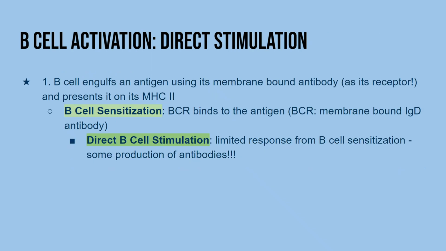So like I said before, they can be activated directly by B cells, or they can be activated by cytokines and the helper T cells. Direct stimulation is when a B cell engulfs an antigen using its membrane-bound antibody and then presents it on its MHC2. And then direct B cell stimulation is that limited response from the B cell that causes it to produce more antibodies.